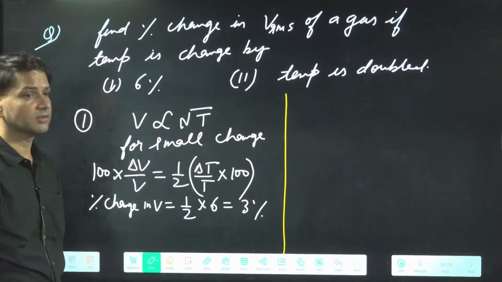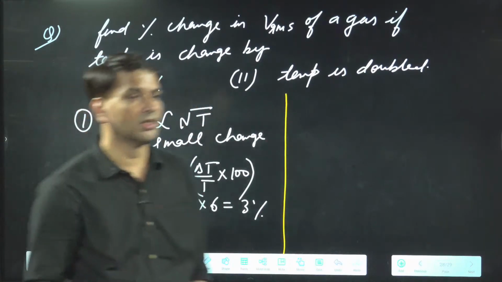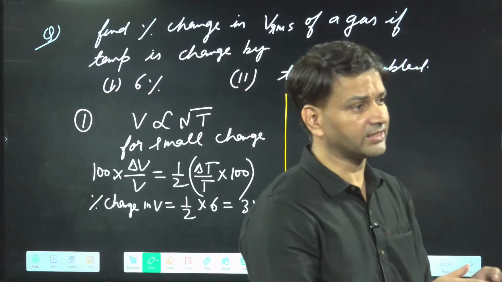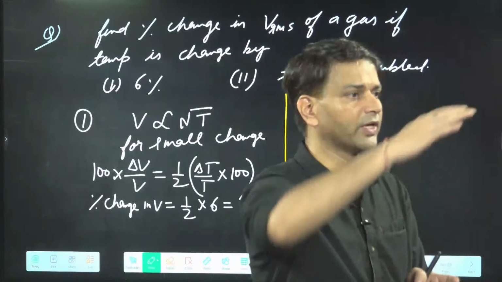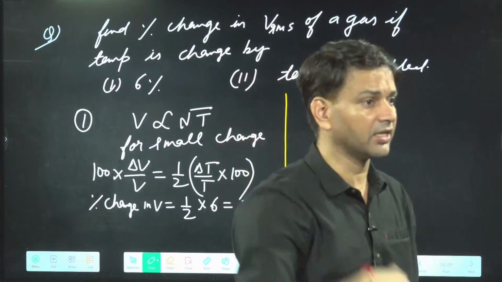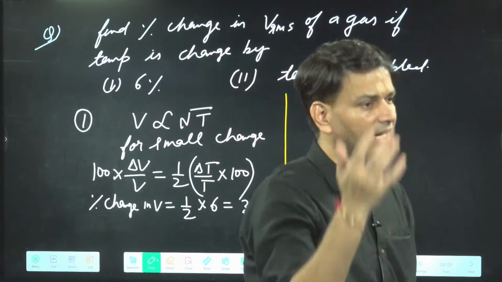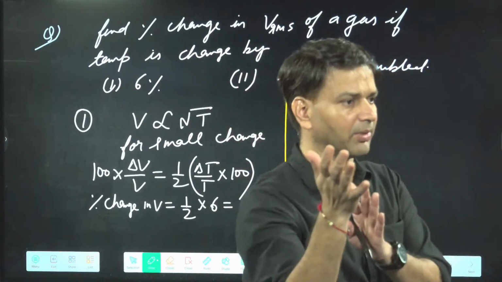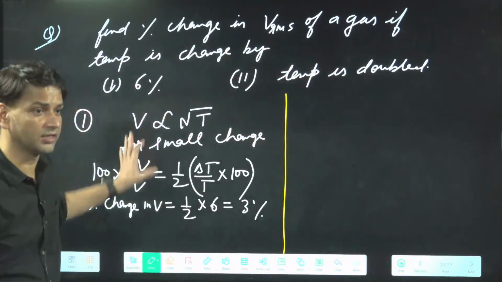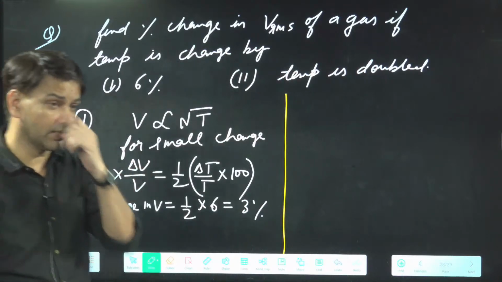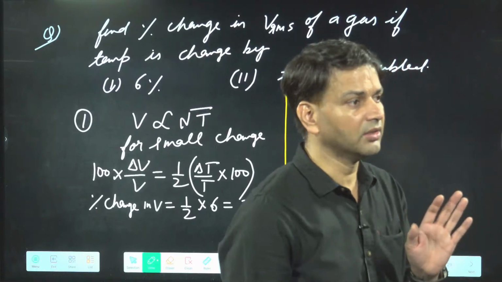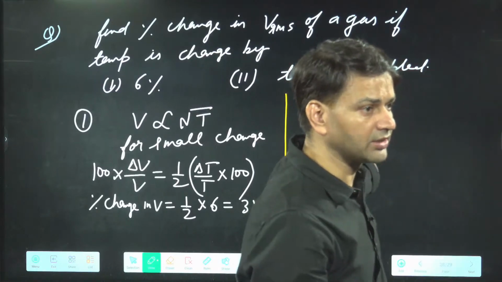But in the second case, the temperature is doubled. Doubled means the percentage change is 100%. When you double something, the percentage change is 100. But 100 is large, because doubling is a large change. For a large change I cannot directly use this relation, because from that you would get the change in velocity as 50%, but that is not the right answer. So for a large change I cannot use this relation.